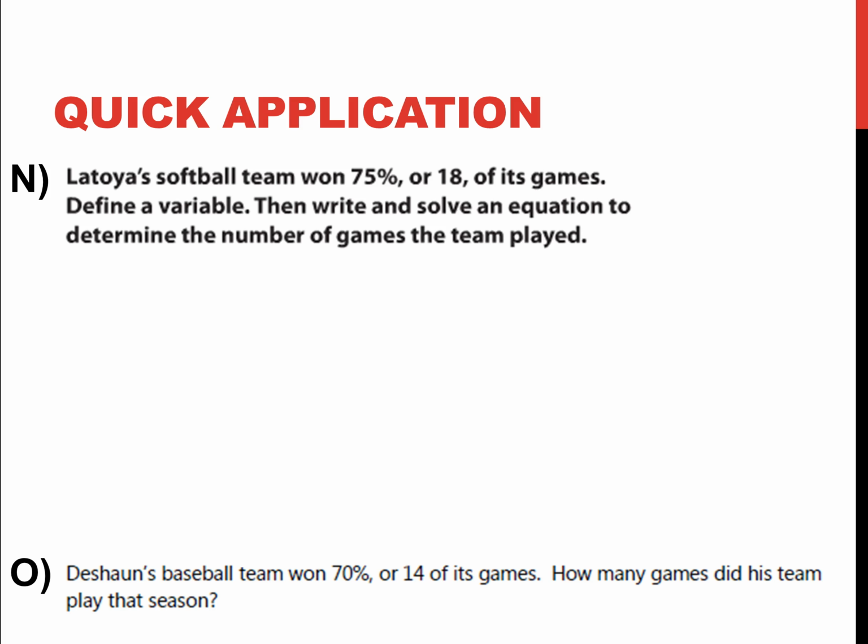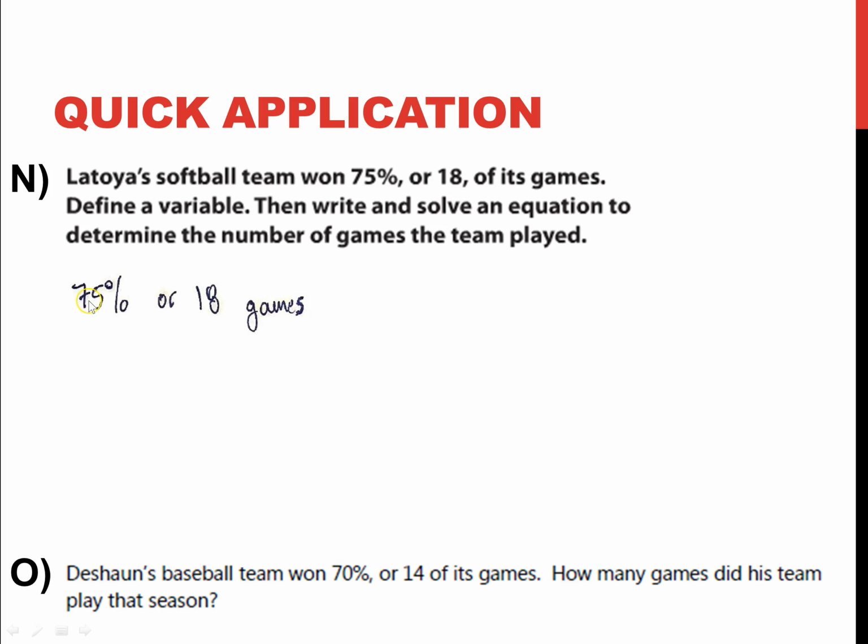And we're back. Let's take a look at a real life quick application problem. A lot of times we'll refer to a part of a whole in a percentage, and we can give a whole lot of different numbers and a whole lot of different ways to explore that relationship. And one-step equations allow us to do this in a very specific way. So Latoya's softball team won 75% or 18 of its games. Define a variable, then write and solve an equation to determine the number of games the team played.